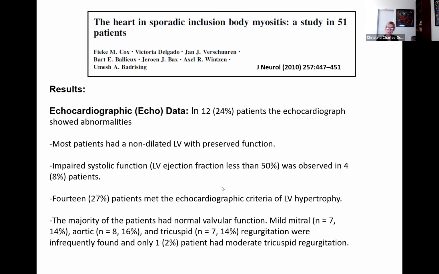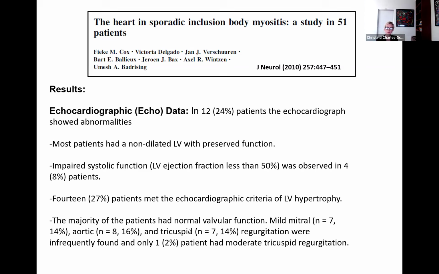The echo data, again, 24%. So a quarter of the patients, small numbers here, but it's a quarter, had abnormalities on their echo. And they did not do advanced imaging studies, meaning MRI. We'll get to a paper on that. They had 8% who had an ejection fraction less than 50%. So again, you want around 60% for normal heart function. Less than 50 is some form of heart failure.